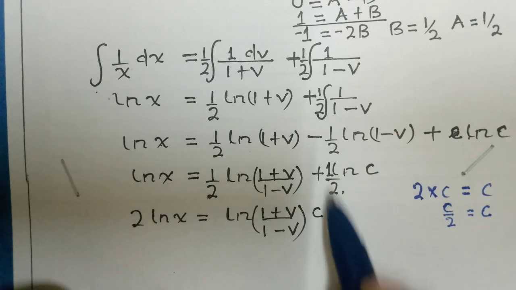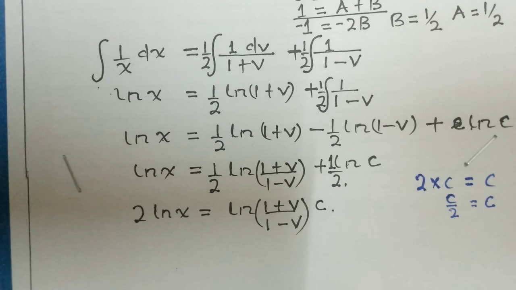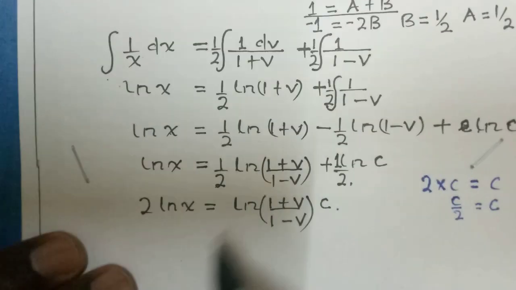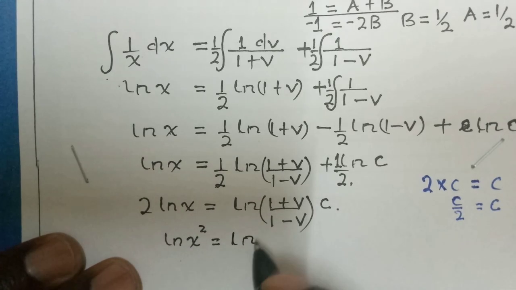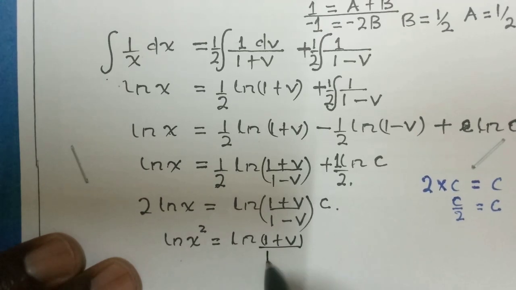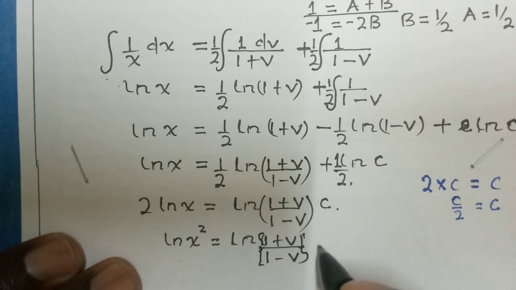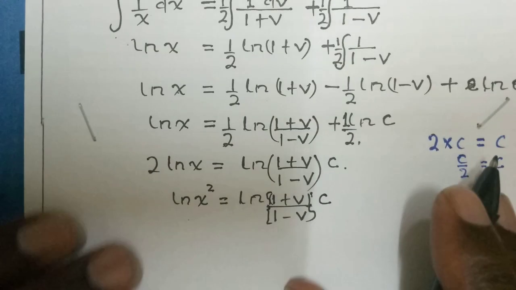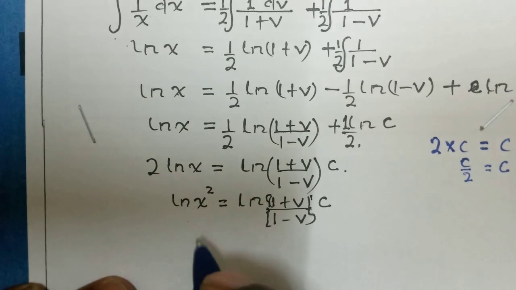And so, guys, that's why I have divided there. So the constant will not affect anything, guys. So finally, this one we can write it like this. 2 ln x, that is ln x raised to 2, now equals to ln 1 plus v all over 1 minus v, like that, guys. And multiplied by c. So finally, guys, we shall have this as our general solution.